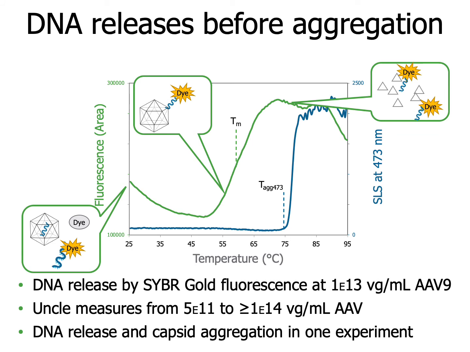We've also identified a melting temperature at 58 degrees Celsius, which is what we'll use to compare different genome ejection curves across serotypes and different formulation buffers. This genome ejection behavior continues until approximately 75 degrees Celsius, where again we see our SLS signal spike, indicating that aggregation is occurring in our sample.